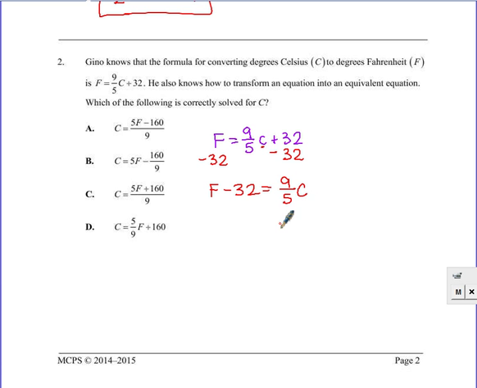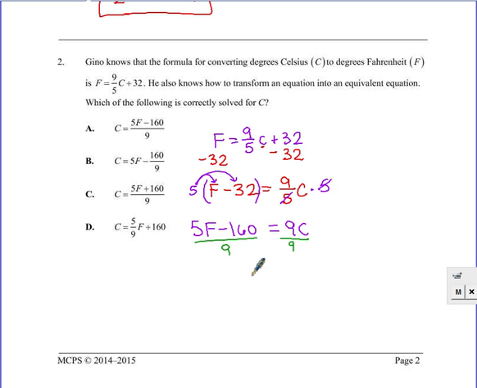equals 9/5 C. Then I'm going to pull apart this fraction in 2 steps. So I know I'm dividing by 5, so I'm going to multiply by 5 to get rid of the dividing by 5. So then 5 divided by 5 will make 1. So 9C will be left over. And then I'll have 5 times F, and 5 times 32 is 160. And the last thing I need to do is get the C by itself, so I have to divide by 9.